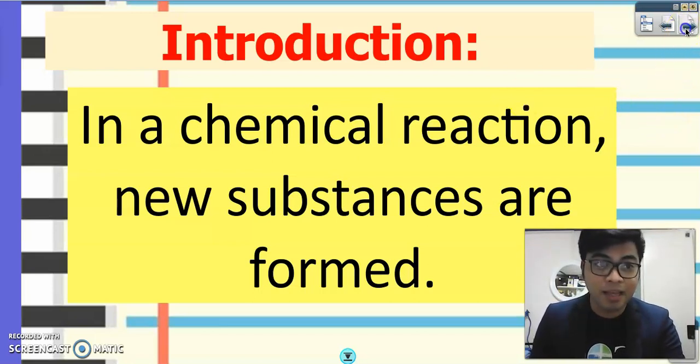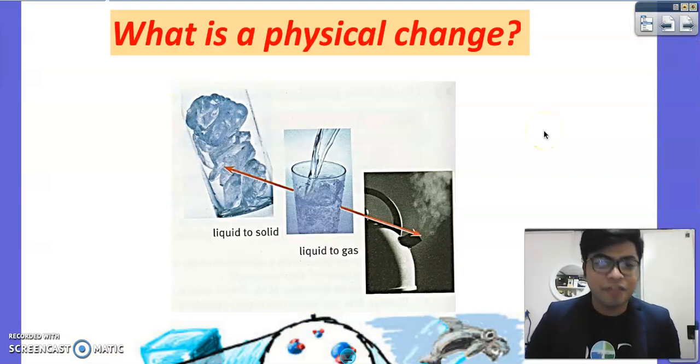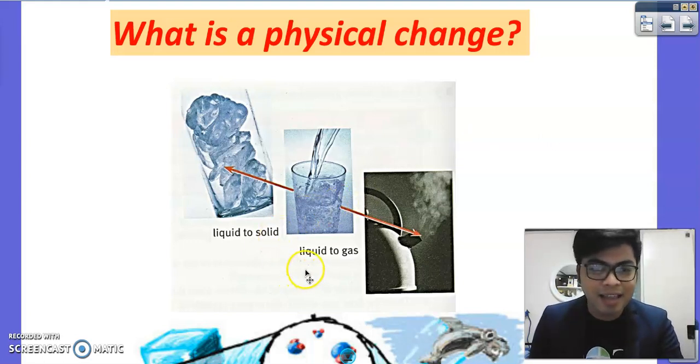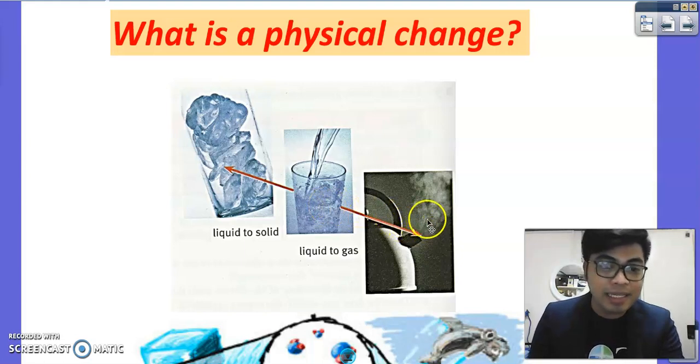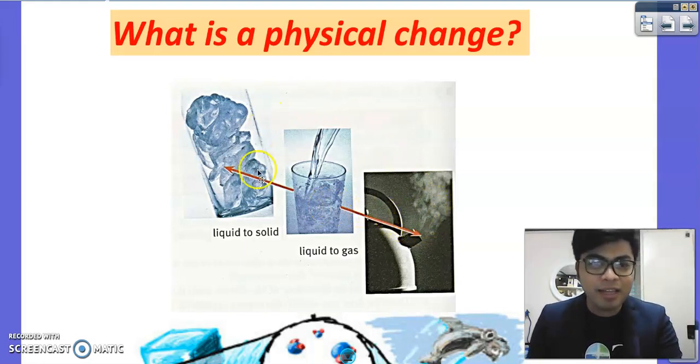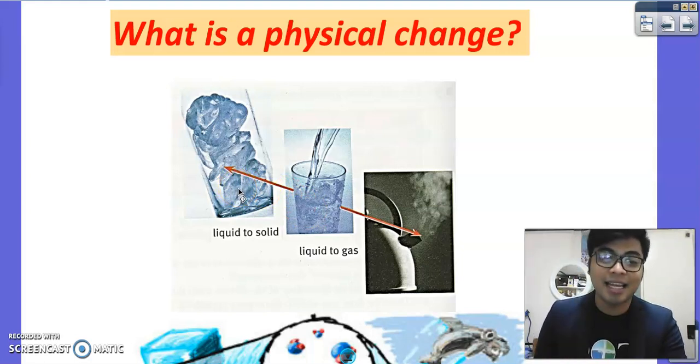So what is a physical change? I want you to take a look at the picture in here. You can see here that there is a solid ice which turns into liquid, and when you heat the liquid, it forms steam or a gas. So why do you think these are physical changes? What's happening here is that the water is transformed into solid, but is it still water? Yes, indeed, it's still water.